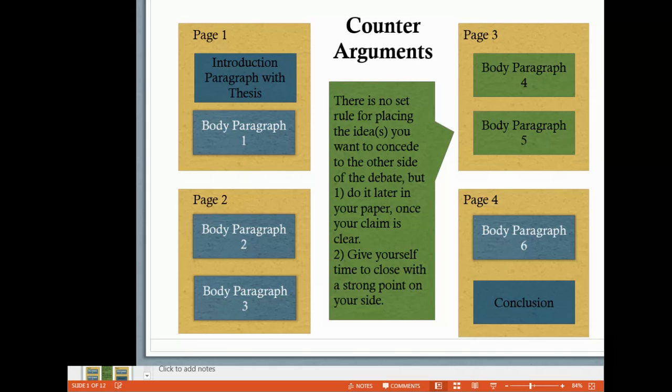So you want to make sure that your claim is really, really clear and you've given lots of awesome evidence for it before you slip in the counter argument towards the end. And then you also want to give yourself time to close with a strong point on your side, so you're not left hanging with this idea that you've changed your mind at the end of your essay.